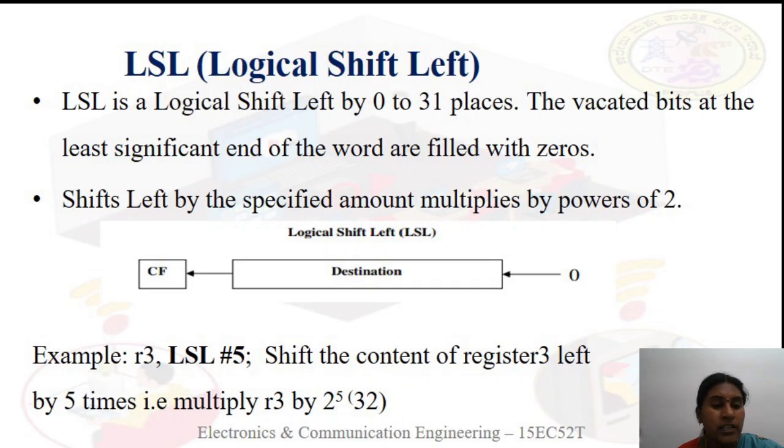You can do this operation by shifting left 5 times, or you can directly multiply the content of register R3 by 2 to the power 5, that is 32.